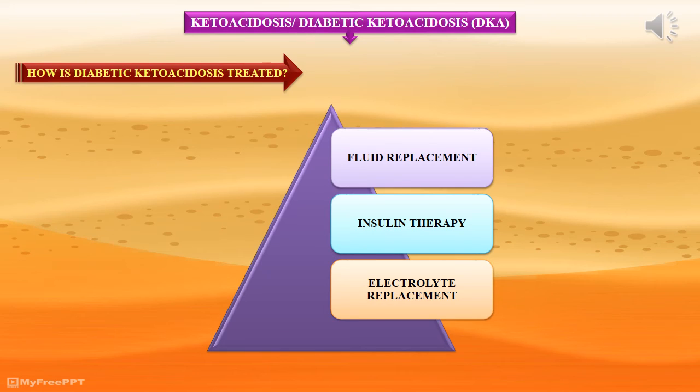How is DKA treated? By means of 3 processes. First is fluid replacement due to dehydration, then insulin therapy due to lack of insulin production, then electrolyte replacement. This is also to meet the requirement of dehydration in the body. So what are the treatment methods? Fluid replacement, insulin therapy and electrolyte replacement. Since it is a severe complication, we need to follow all these treatment methods.